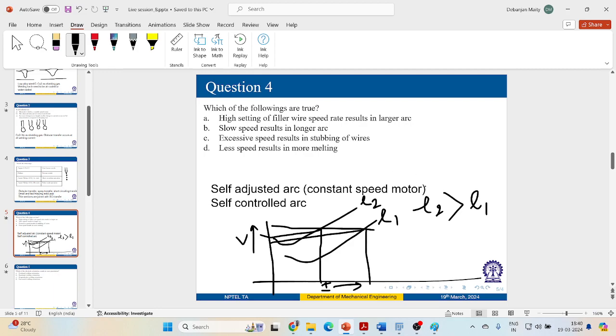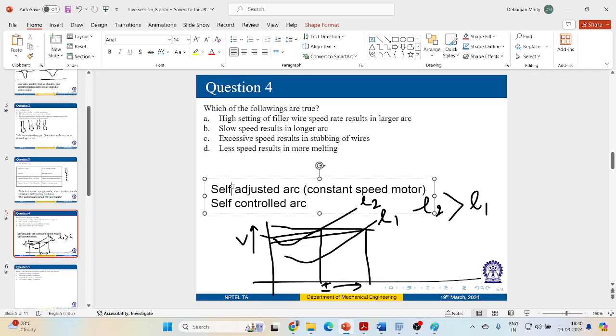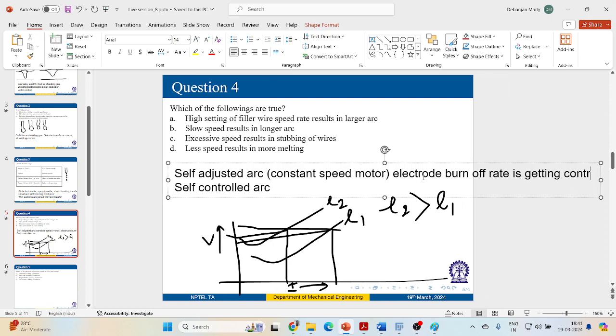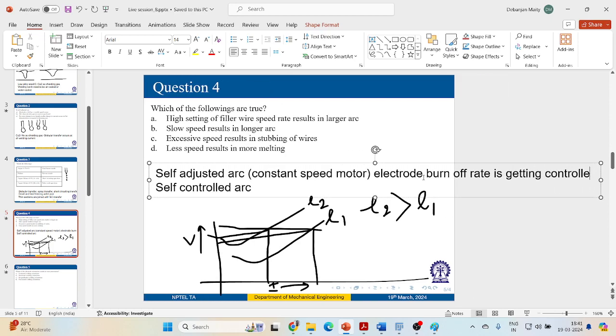So in self-adjusted arc, sorry, my tablet is not working, but anyhow, it's taking time. So for self-adjusted arc, the electrode burn off rate is getting controlled.